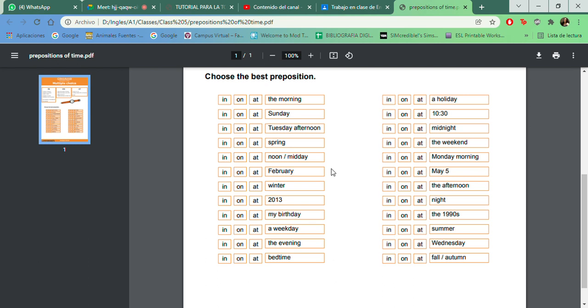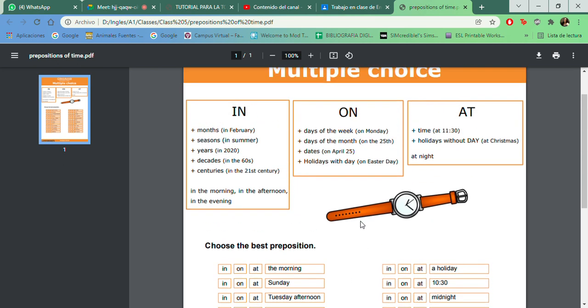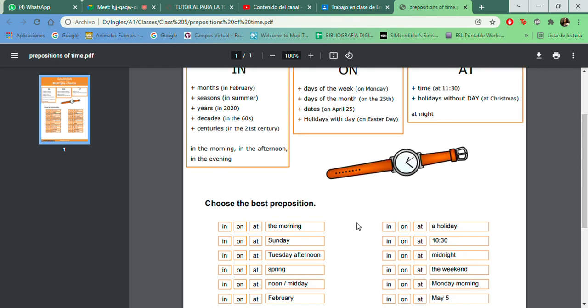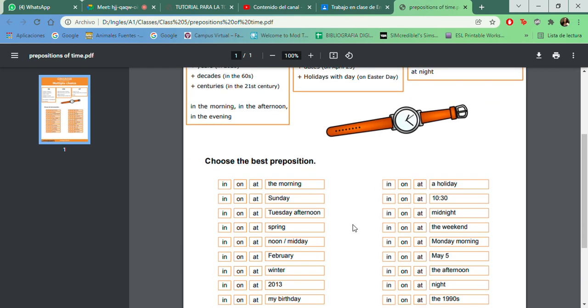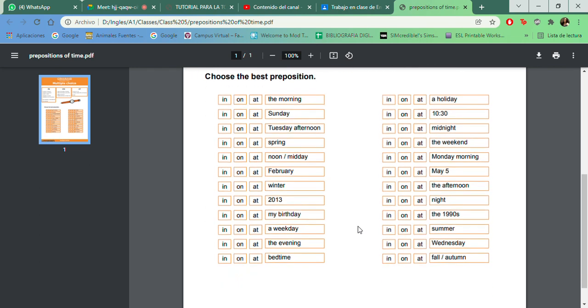My birthday. In. No. It's on. Because it's a specific day. Remember, for specific days we say on. Okay. I had a lot of guests on my birthday. Tuve muchos invitados en mi cumpleaños. Good. Weekday. This is a day. On a weekday.